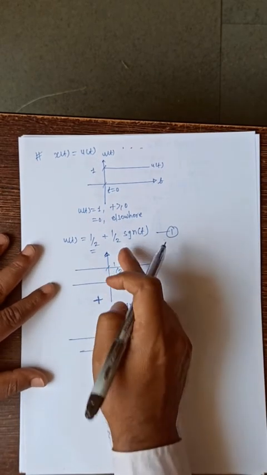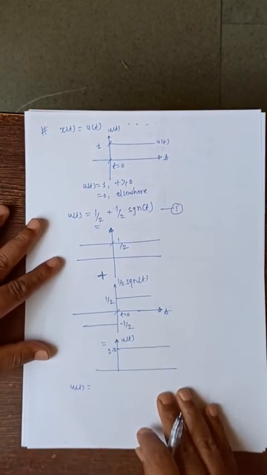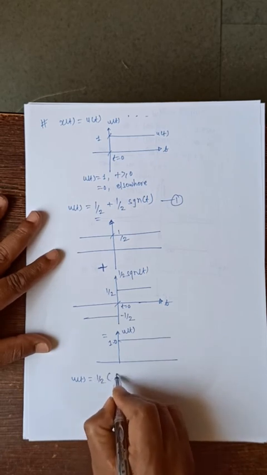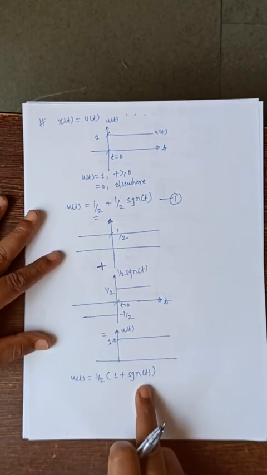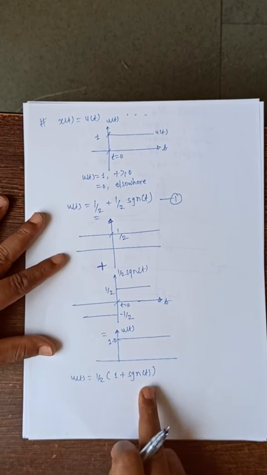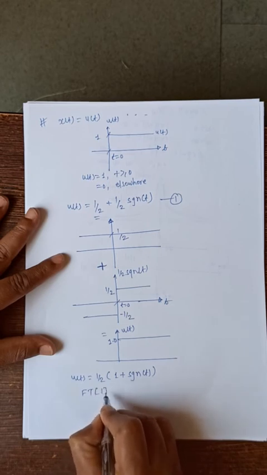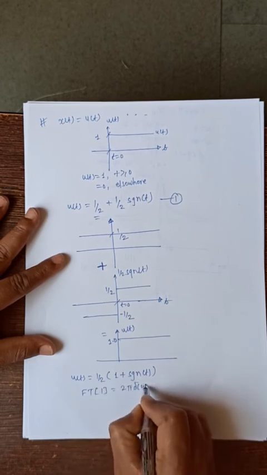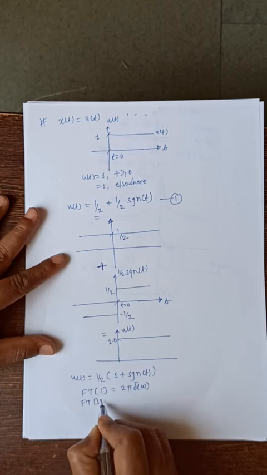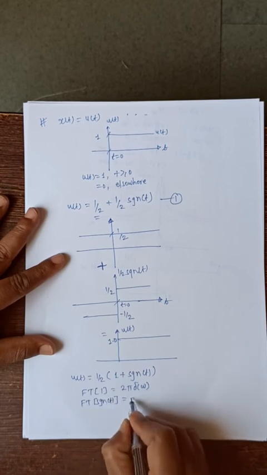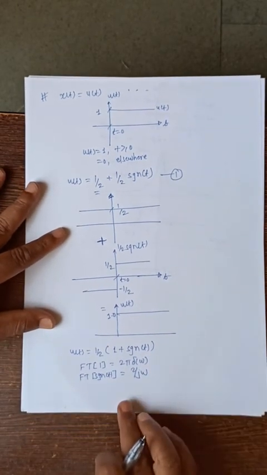Okay. Now you can take half outside. u(t) is equal to half into bracket 1 plus sgn(t), right? So we know the Fourier transform of sgn(t), just now we have calculated. We know the Fourier transform of 1. So the Fourier transform of 1 is equal to 2 pi delta omega, and the Fourier transform of sgn(t) is equal to 2 upon j omega. Just now we have calculated.